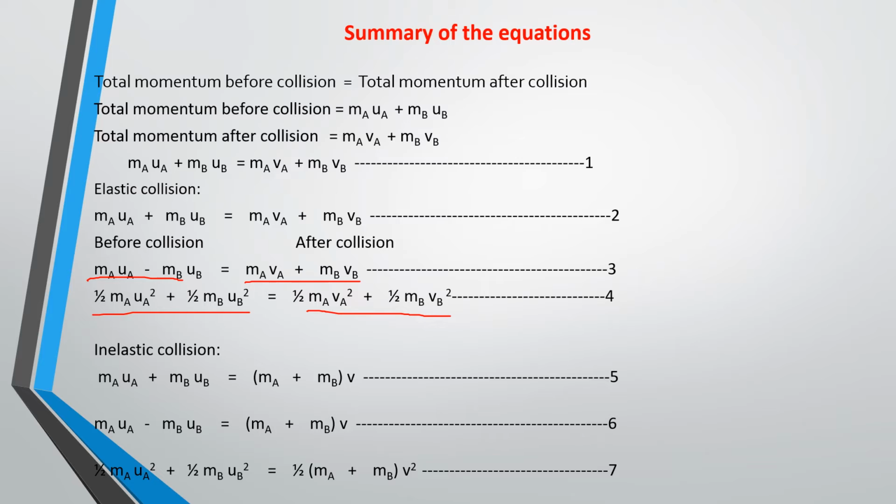For inelastic collision, the two bodies collide and stick together and move out with a common velocity v. So momentum before collision, MAUA plus MBUB, equals MA plus MB, because the two bodies stick together, times their common velocity. Then when we're moving in the opposite direction, this is their momentum before collision, then momentum after collision. Their kinetic energies are given with this equation too, right?